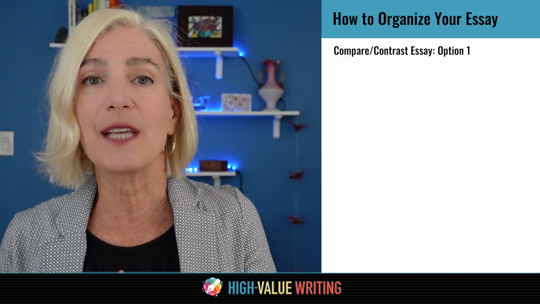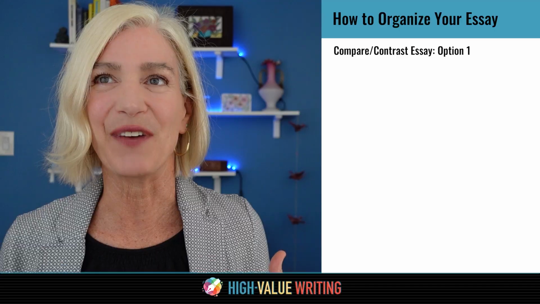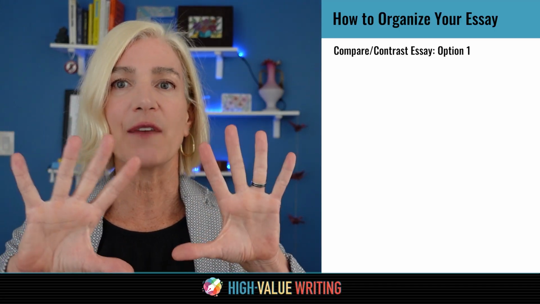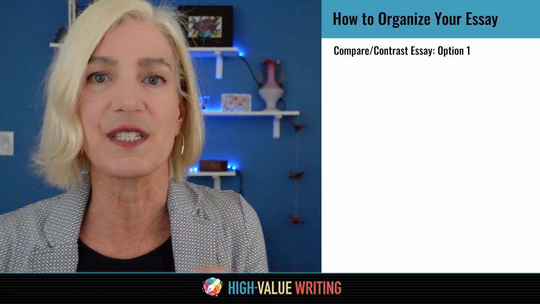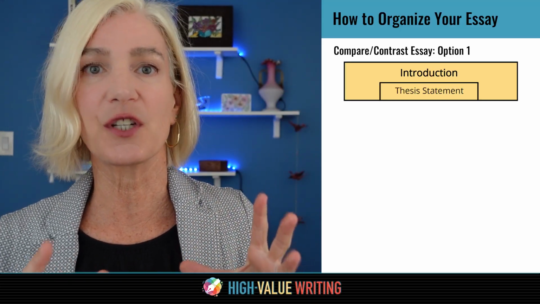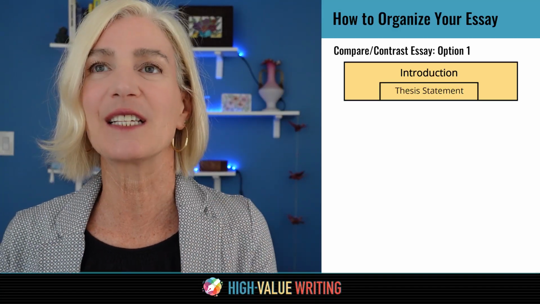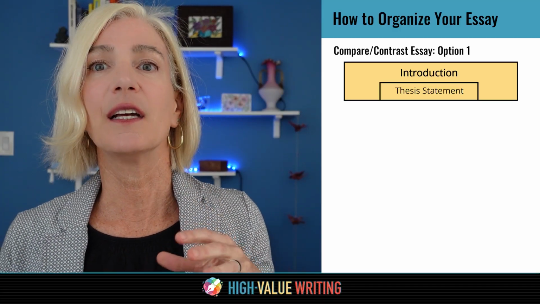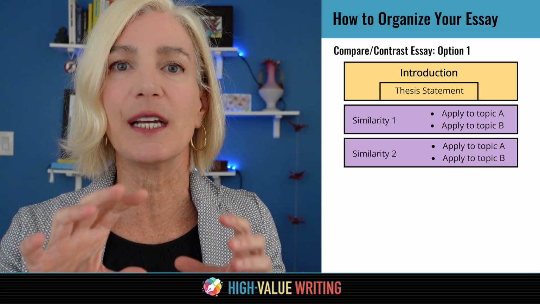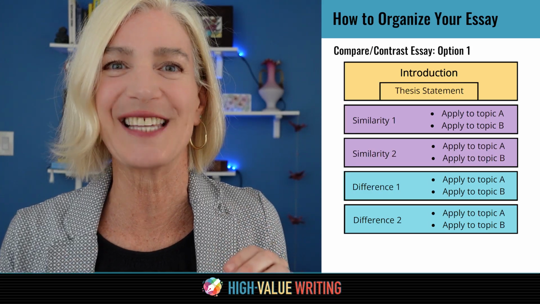We have 2 different templates for this because there are 2 ways you might organize this kind of essay where you have an A and a B, and you have to say what is similar and what's different. All right, what I would do is again start with my introduction with the thesis at the end of that first paragraph. We had some links on that earlier. Then in this one type of organizing, I would do 2 similarities and then 2 differences. This is one way to do a compare and contrast essay.